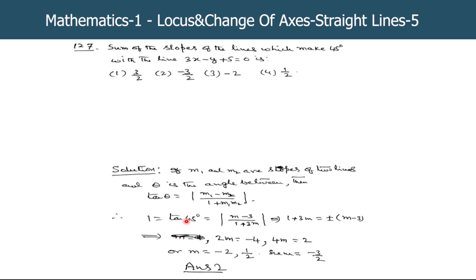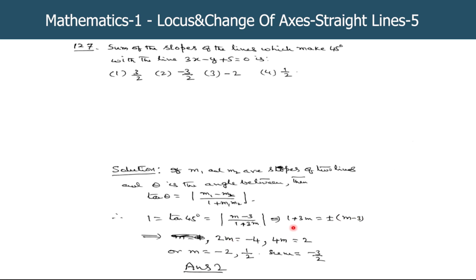So 1 is equal to tan 45, which is equal to modulus of (m minus 3) by (1 plus 3m), where 3 is the slope of the given line 3x minus y plus 5 equal to 0, which implies that 1 plus 3m is equal to plus or minus (m minus 3).